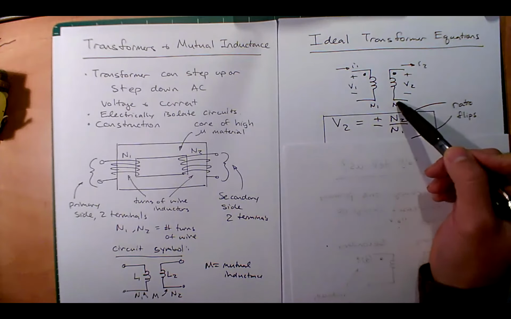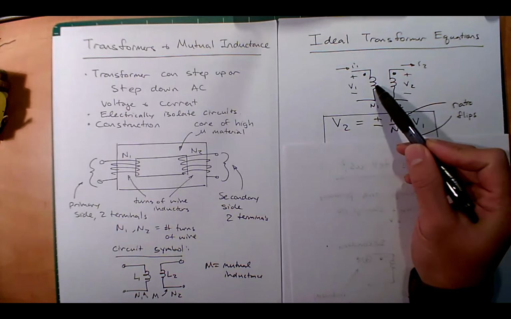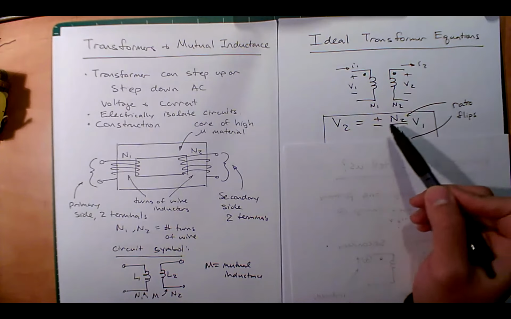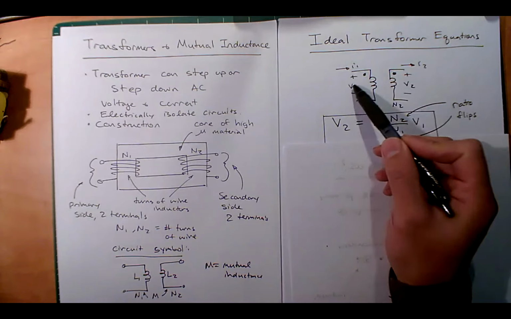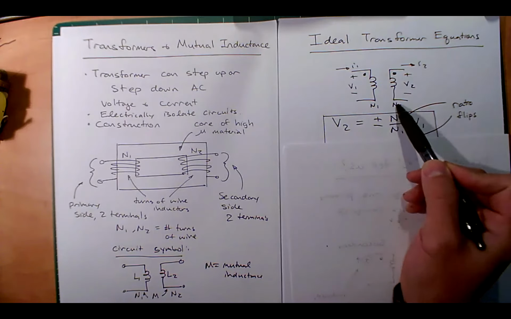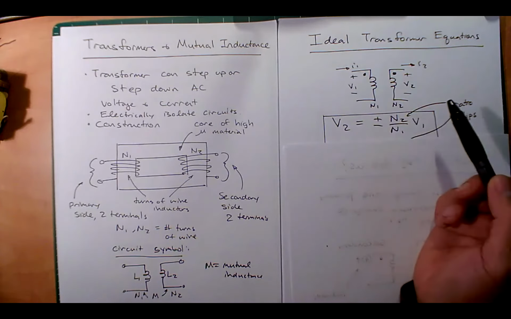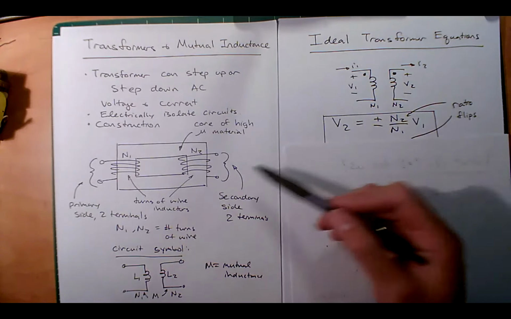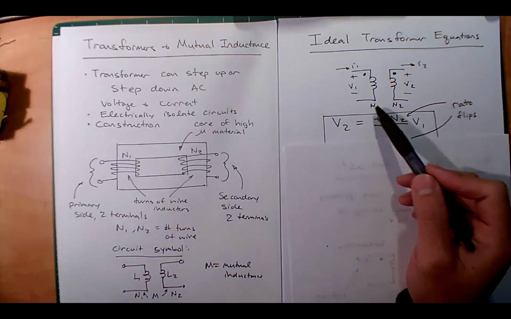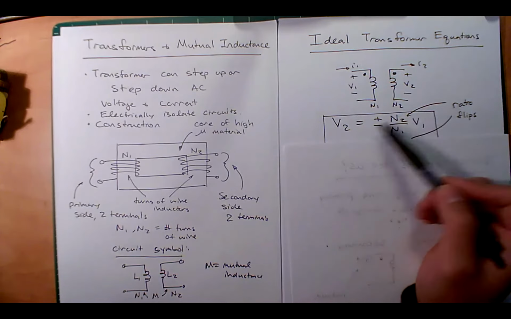So if N2 is a bigger number, say I have 10 turns here and 1 turn here, what happens? I get a 10-to-1 ratio on the secondary, so the secondary voltage is going to be bigger than the primary by 10 times. The ratio is what matters. We will see that the L and the permeability do affect the transfer, but these are under ideal conditions.